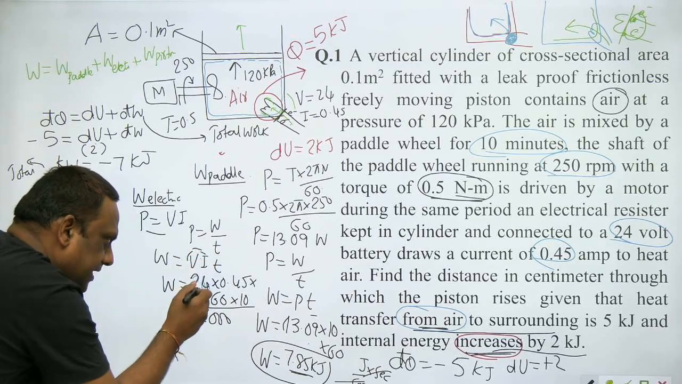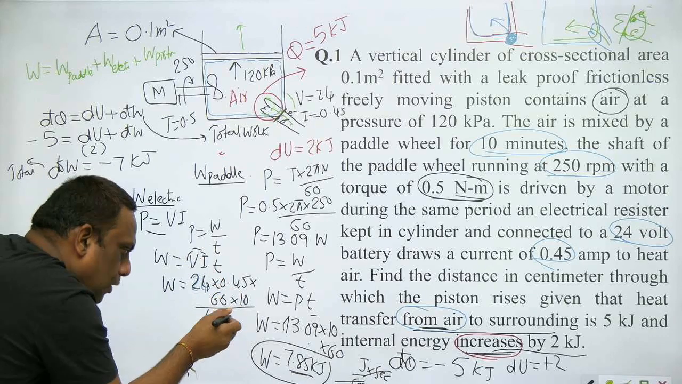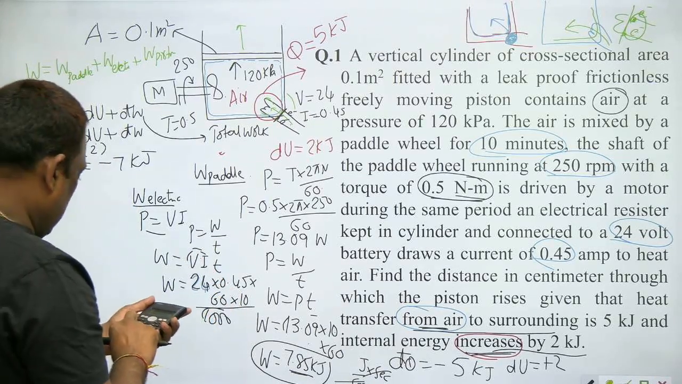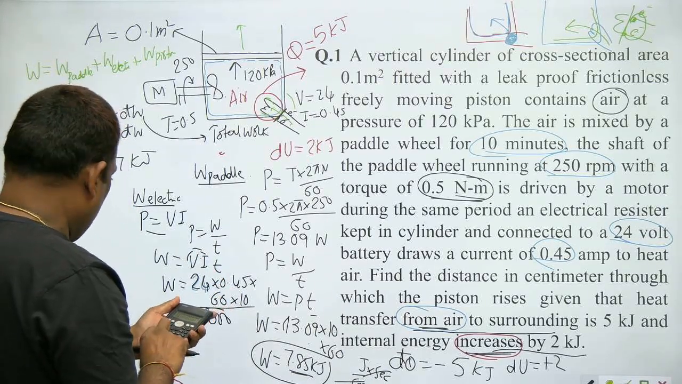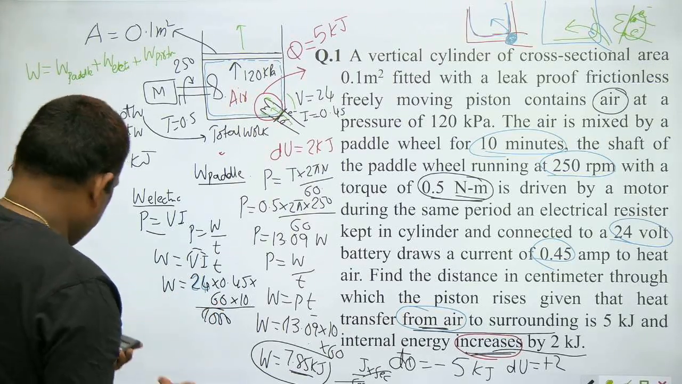This VI is in what? Joule per second. So multiplying by seconds, it will come in joule. If you divide by 1000, it will come in kilojoule. So let me calculate: 24 into 0.45 into 0.6. So this comes to 6.48.